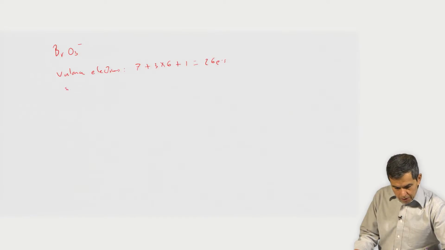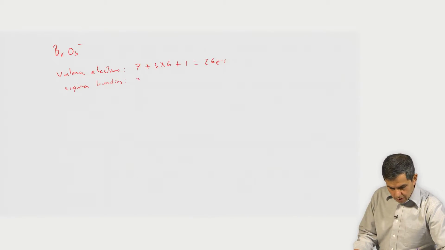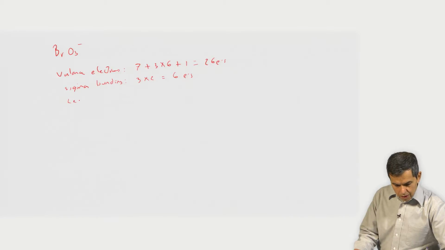For sigma bonding, or single bonds, we are going to have 3, 2 electrons per bond, a total of 6 electrons. Remaining electrons that are non-bonding will be 26 minus 6, which is 20 electrons.